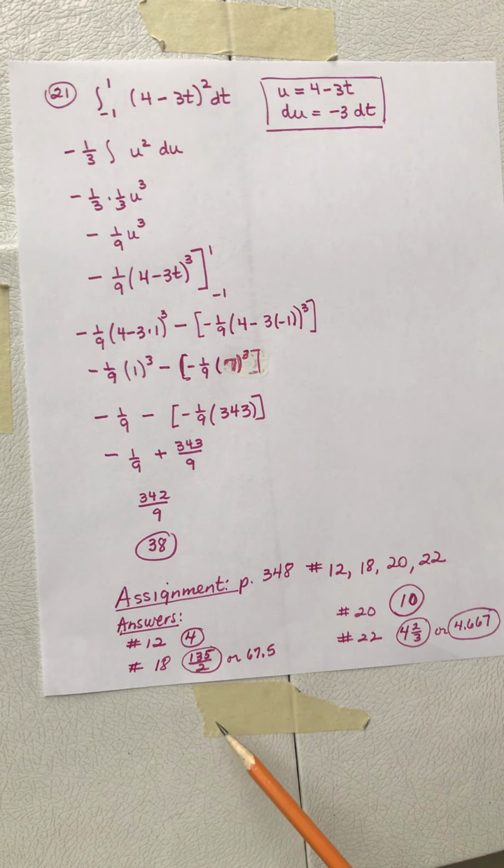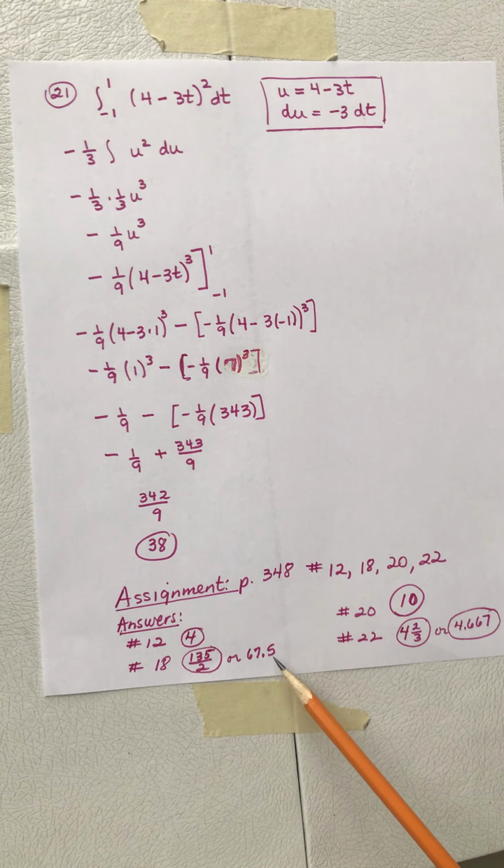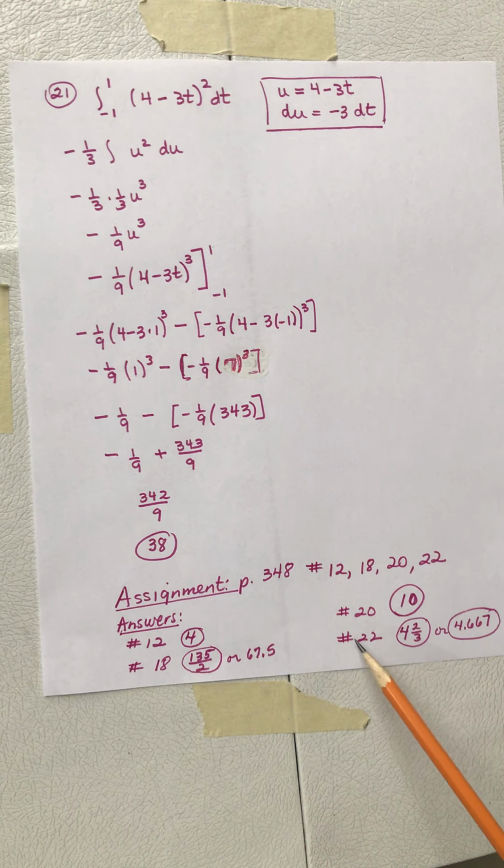Answer to number 12 is 4. Number 18 is 135 over 2, or 67.5 if you prefer. Number 20, the answer is 10. And 22 is 4 2/3, or 4.667.